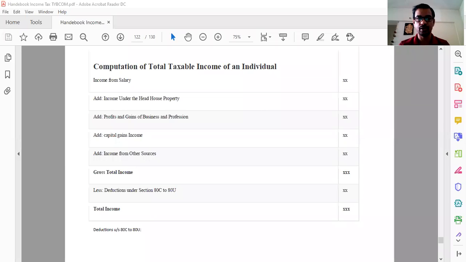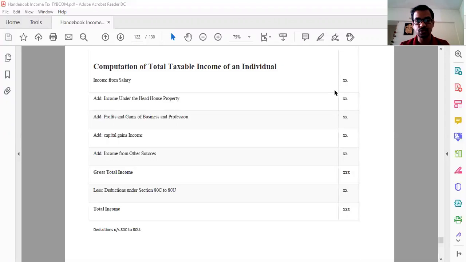First of all, we have to discuss how to calculate the total taxable income of an individual. It is very simple. First of all, what we have to do? We have to calculate the combined income of an individual from the five sources of income. That is income from salary. Under that we have to add income under the head of house property. Then next we have to add profits and gains of business and profession. And then we have to add capital gain income. And finally we have to add income from other sources. So these five heads we have to add, then we can get the gross total income.